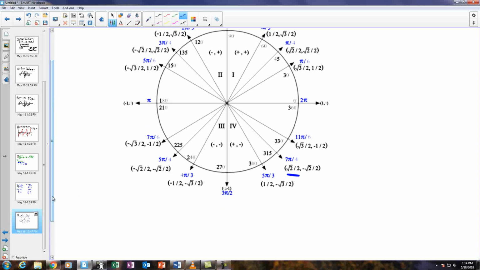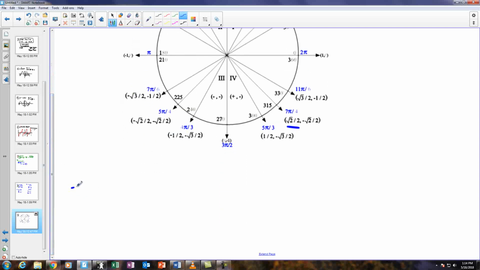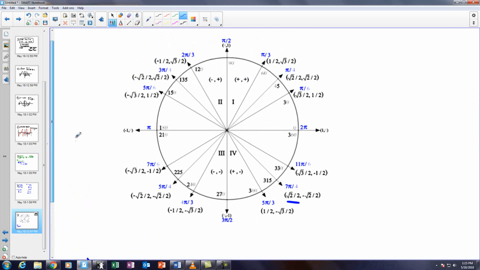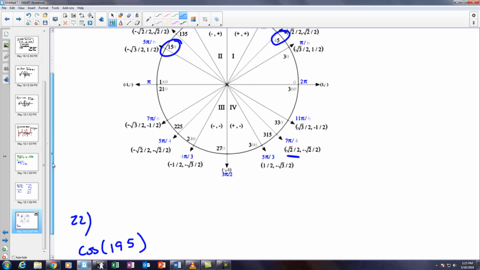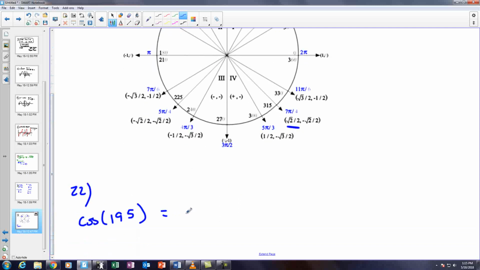The first one we're going to do is number 22, the cosine of 195. Now, 195 degrees is not on my circle, but if I take 150 degrees and I take 45 degrees, I can add those to get 195. So that's what I'm going to do. I'm going to replace this with the cosine of 45 plus 150. And the order here doesn't really matter. It should work itself out either way.